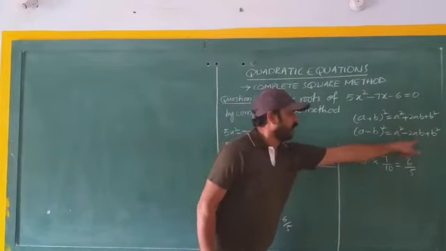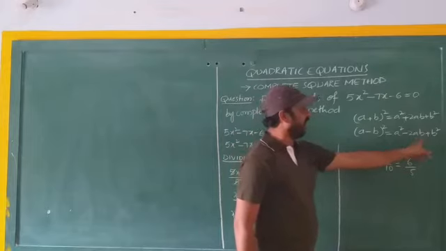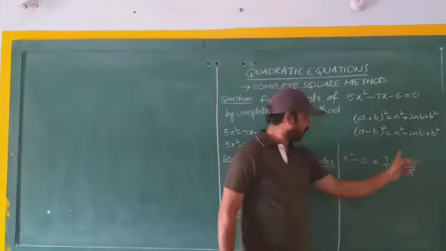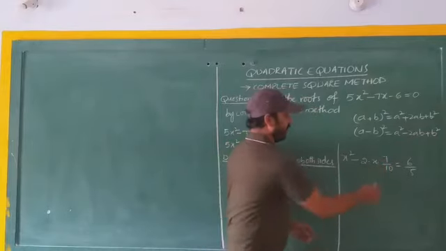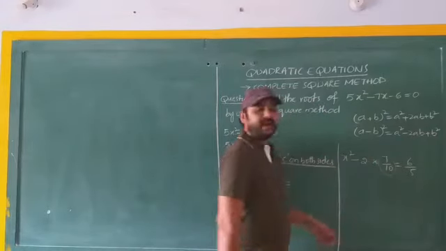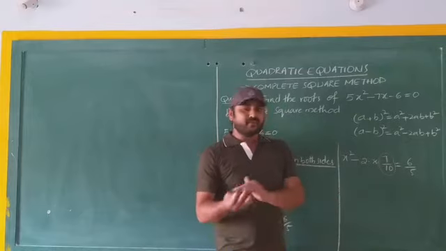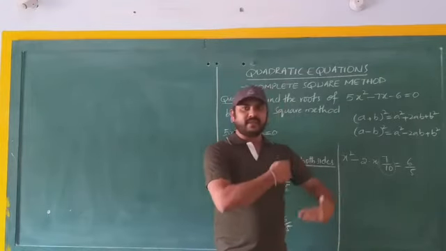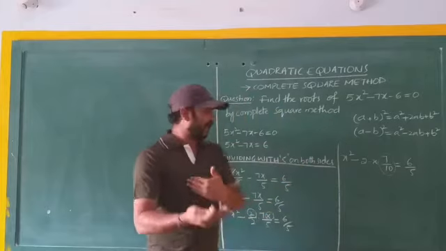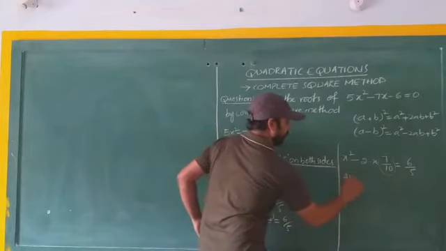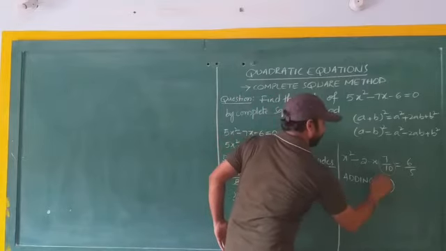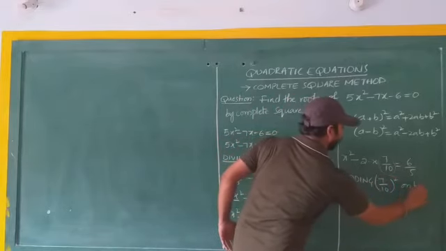Next, see the continuation of the identity, plus b square. Now, here b square is added. What is the b value here? 7 by 10. This is the b value. And the square of the b value, 7 by 10 whole square, should be added on both sides, left hand side and right hand side. Now adding 7 by 10 whole square on both sides.